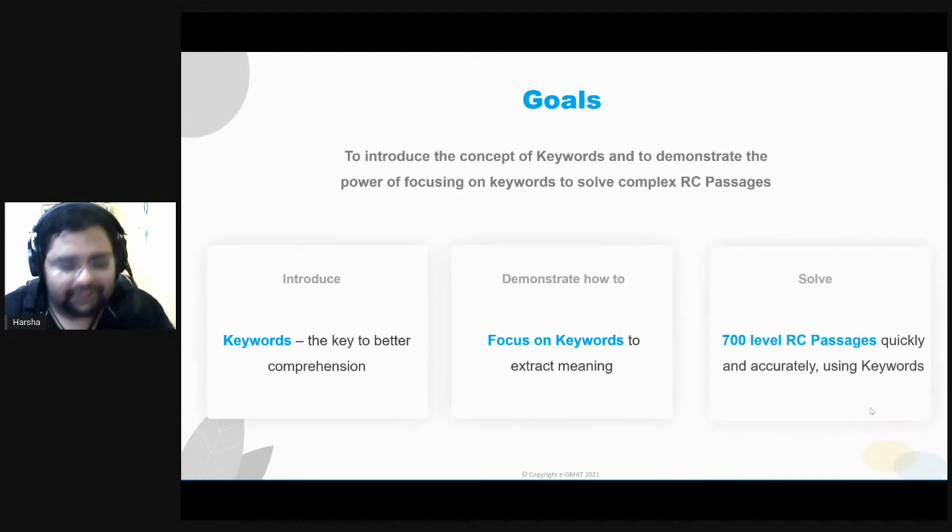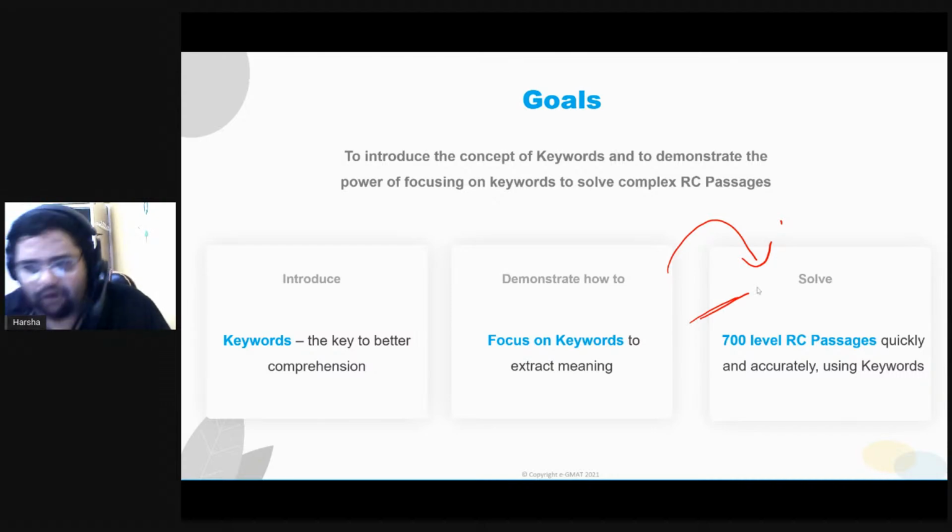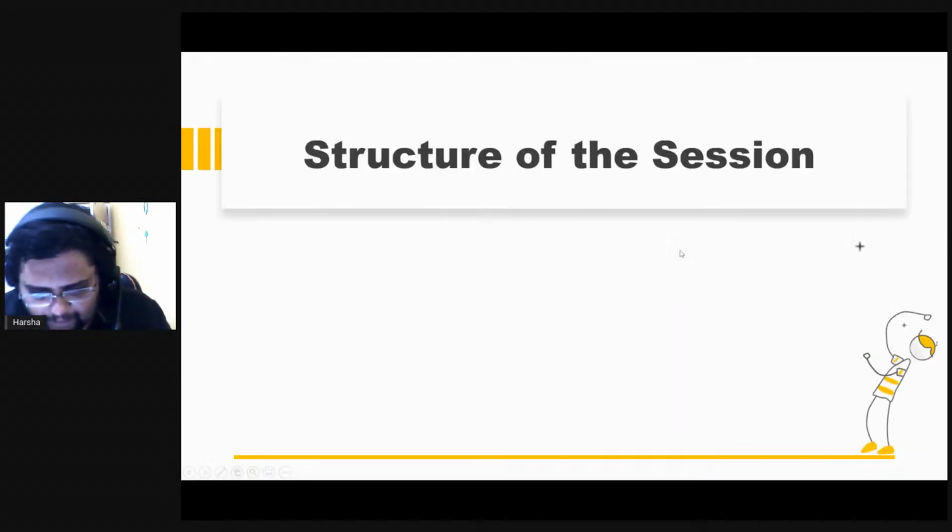We're also going to see how to apply all this knowledge to solve a question. So we're going to solve one passage here, just one passage, the 700 level passage. It's a very interesting passage. So that's kind of the aim. I want to tell you what keywords are, how you identify them, how you use them to extract meaning, and how you use that extracted meaning to solve questions. Very clear on what we are going to achieve today.